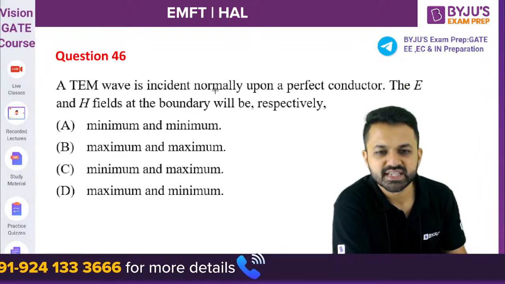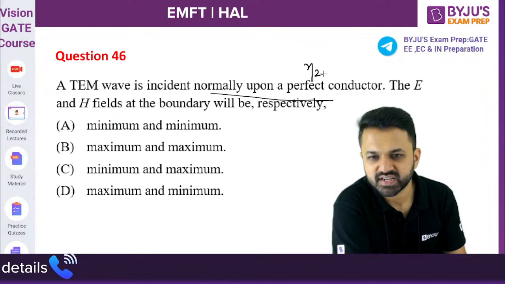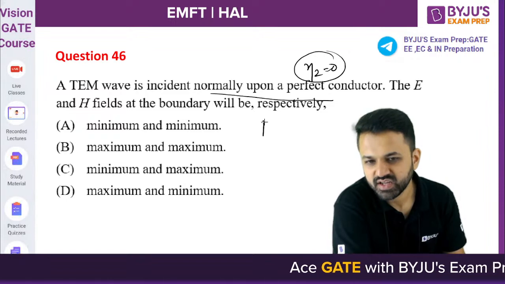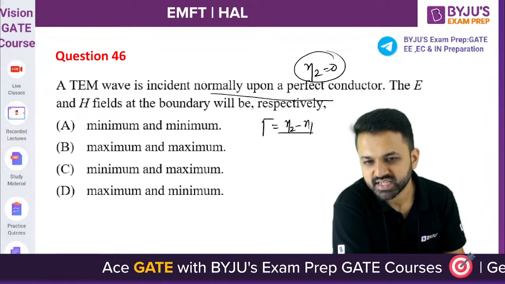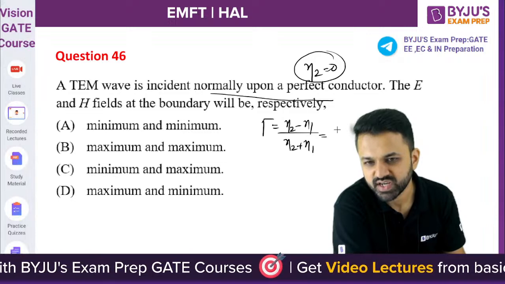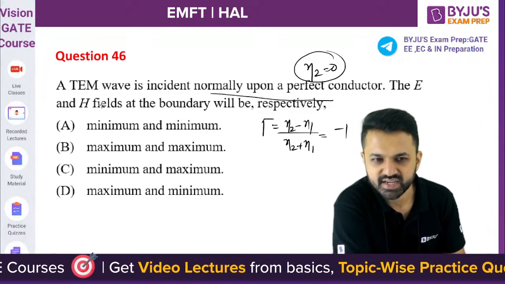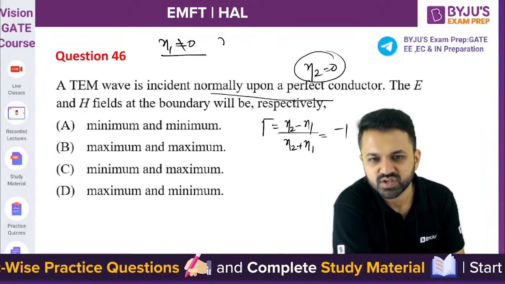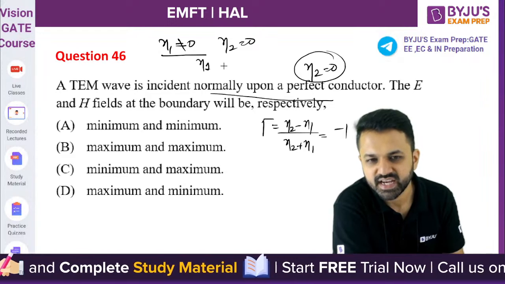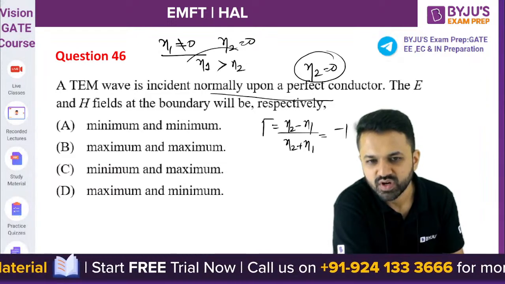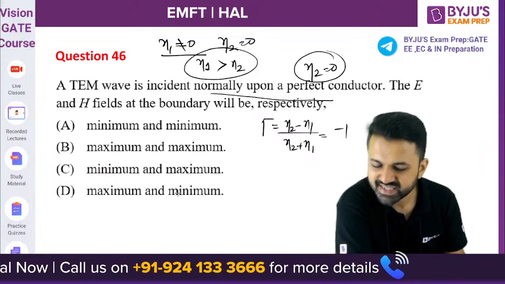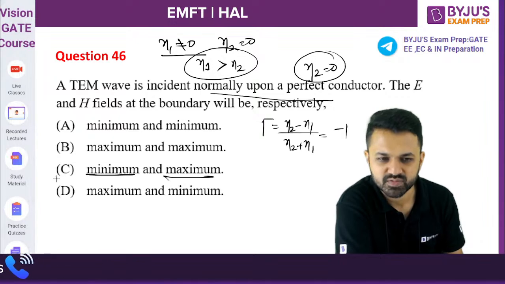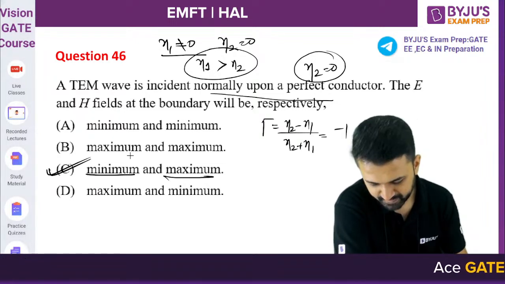The TM wave is incident normally on a perfect conductor. So perfect conductor is having eta 2 equal to 0, and the first medium is free space, or even if it is not, then gamma is equal to eta 2 minus eta 1 divided by eta 2 plus eta 1, so it will always be minus 1. Okay, and it is asking for the electric field. Because whatever the value, eta 1 is not equal to 0 and eta 2 is 0, so we can say that eta 1 is always greater than eta 2. And whenever eta 1 is greater, we get the electric field minimum and magnetic field maximum. So answer is option C.